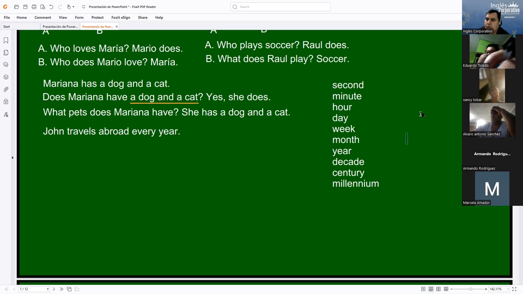Okay, so for time: second, minute, hour, day, week, month, year, decade, century, millennium. So what you say is every second, every minute, every hour, every day, every week, every month, etc. Pronunciation is every. Every second, every minute, every hour, every day, every week, every month, every year, every decade, every century, every millennium. John travels abroad every year.